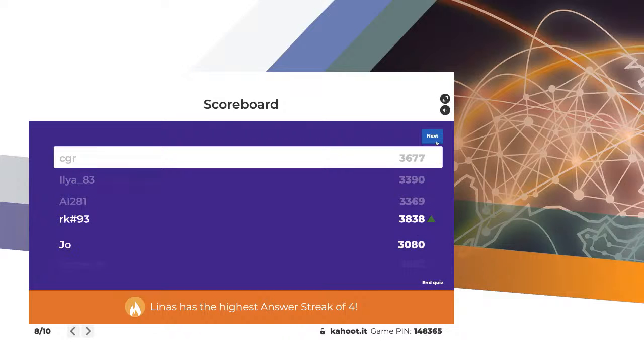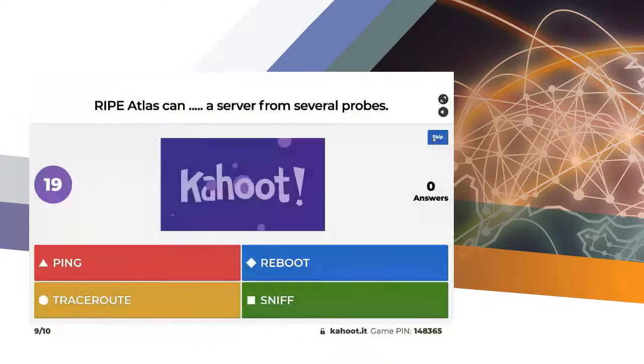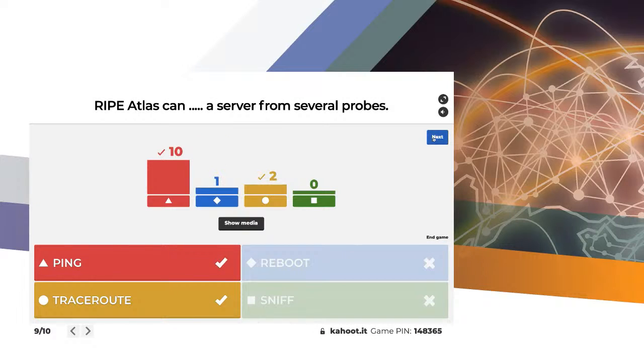So on to the next one. Let's see. RK93 taking the lead now. CGR, Ilya, AI, and Sergey. Anybody can win. This is only 2 more questions. So, Ripe Atlas can blank a server from several probes. Can it ping it? Can it reboot it? Can it sniff it? Or can it trace route it? Again, this is a trick question. Choose the right one. Well, the right ones, I would rather say. And the right answers are ping and trace route, both of them. So if you chose one of those, you got it right.